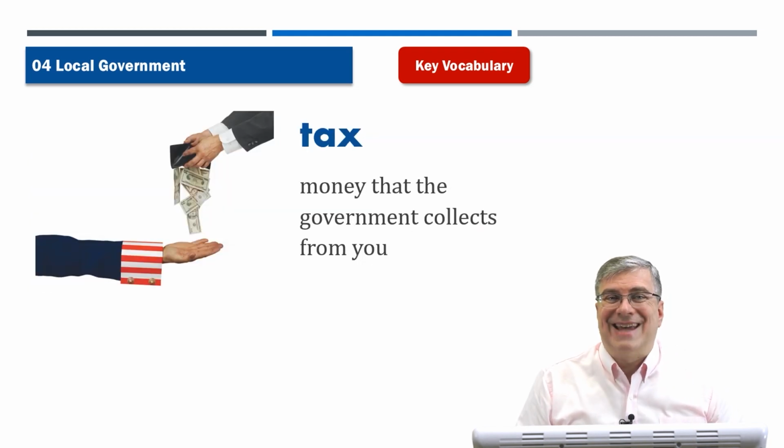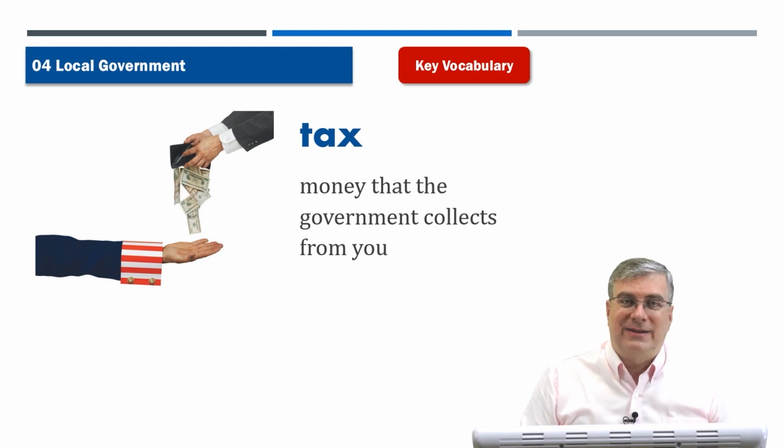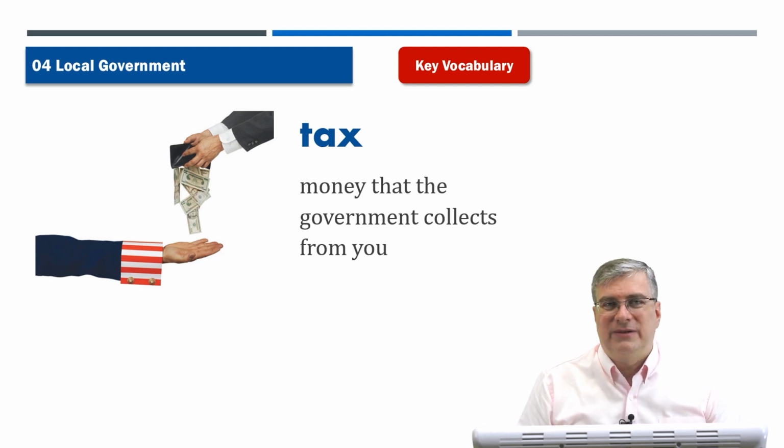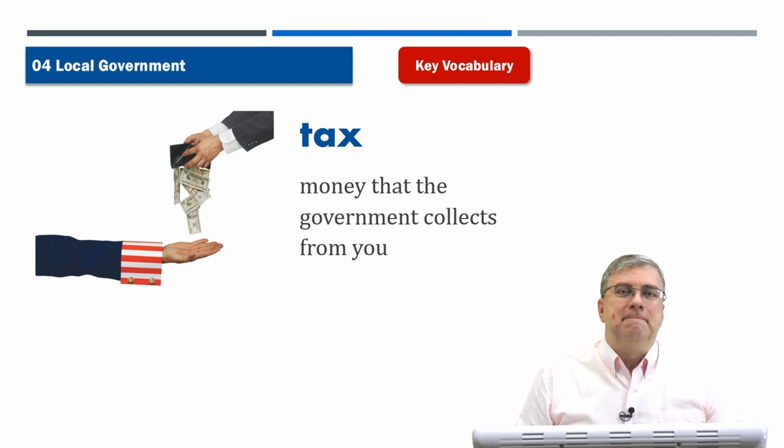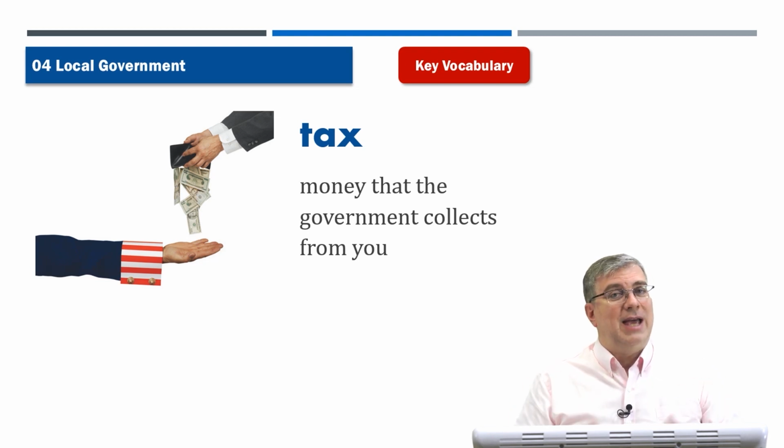Next, we have tax. Taxes. I hope you don't have to worry about taxes, but when you get older, everybody worries about taxes. Okay, so tax is money that the government collects from you. And there are different types of taxes.